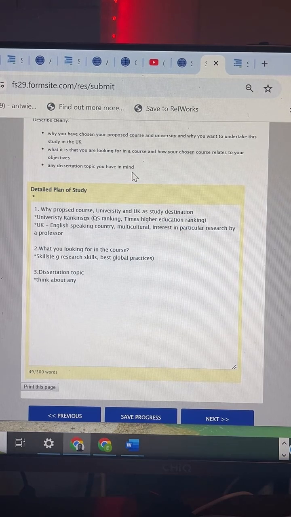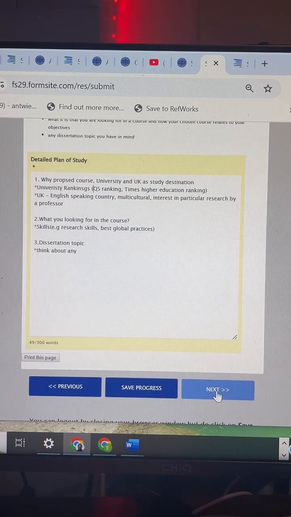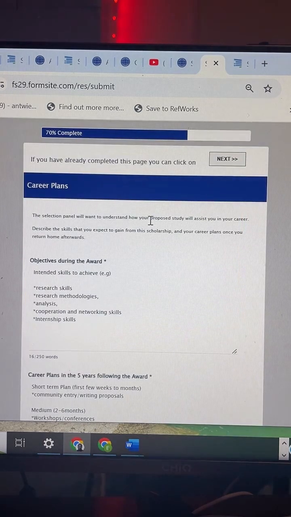And so if there is any dissertation topic, so dissertation mostly will be the last project that you will do once you're about to finish your master's. If there is any specific dissertation topic that you have in mind, you can go ahead and state it. If there is none, then you just leave it that way, and then you discuss thoroughly the university, the course, and the skills that you intend to gain and how that is going to reflect in the impact project that you want to do when you go back to your home country.